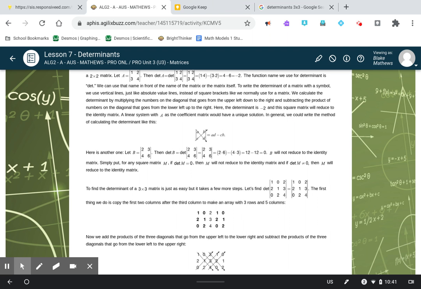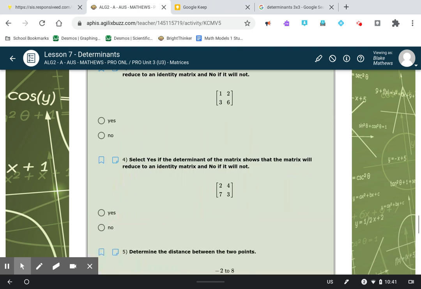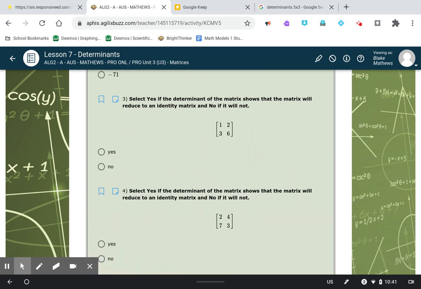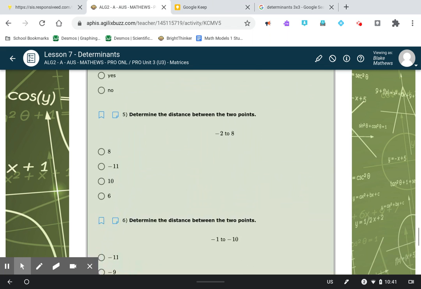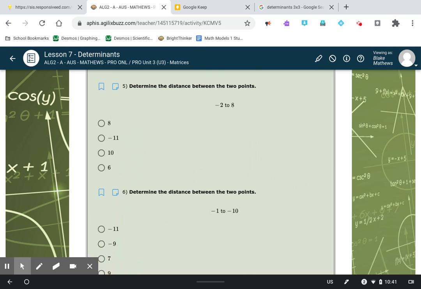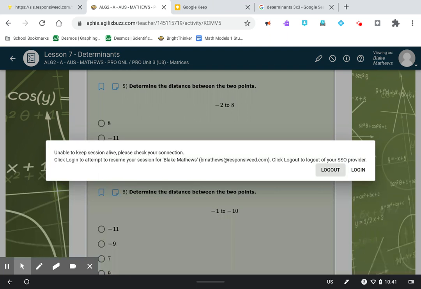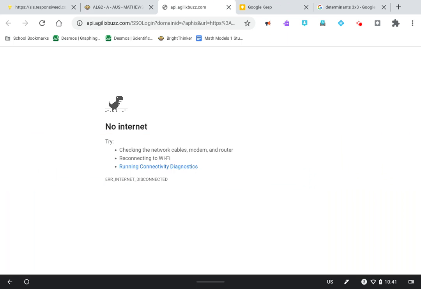So basically, the question here is, is the determinant of this matrix 0? If it is, the answer is no. If the answer is any other number but 0, the answer is yes. That's what you do on numbers 3 and 4. Starting with number 5, we have some review questions. This is just simple subtraction or working on a number line.